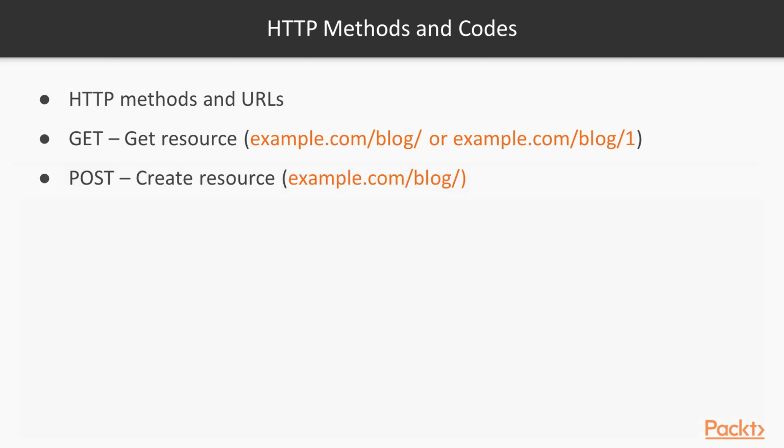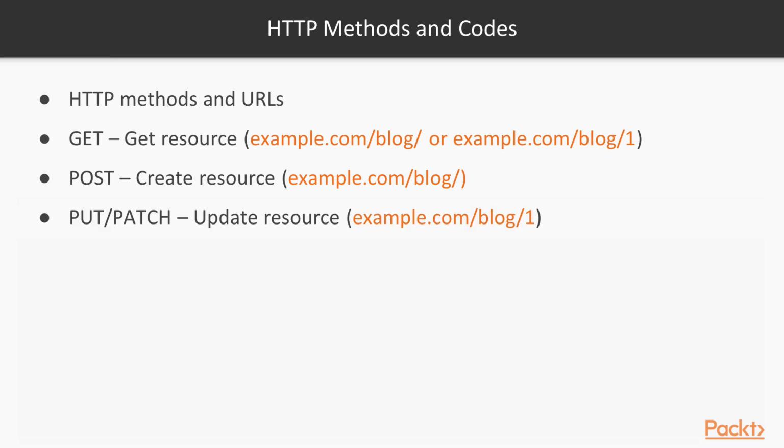Then we have the next HTTP method, which is POST. And with POST, we can create resources. So if we use the URL example.com/blog, we will create a new blog in our database and on our server. Then we have the HTTP methods PUT and PATCH. They are both used for updating resources, and we will discuss their differences a bit later throughout the course. And the URL that we will use is example.com/blog/1, which will update blog 1.